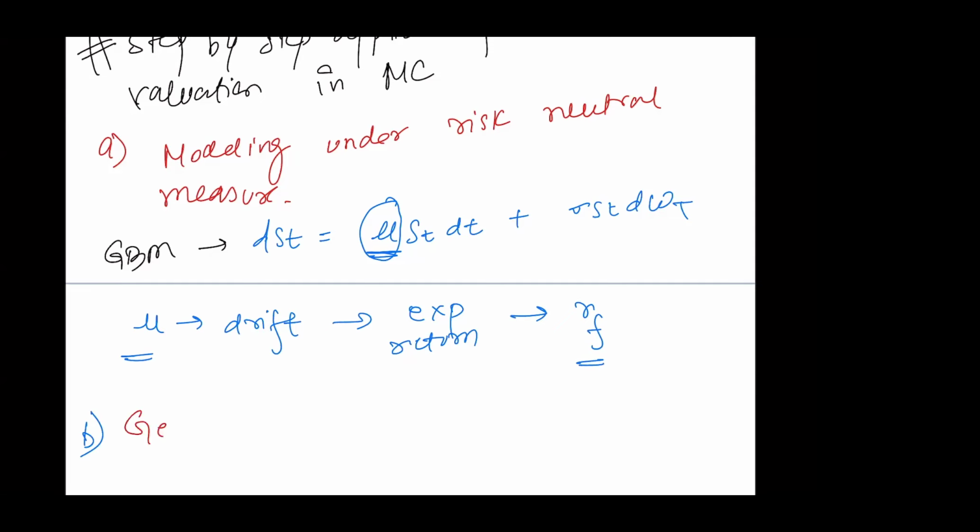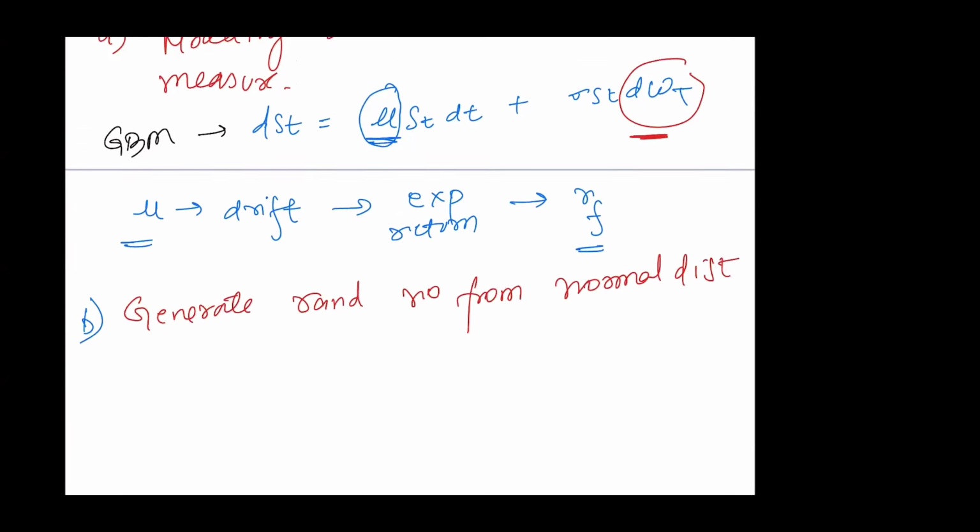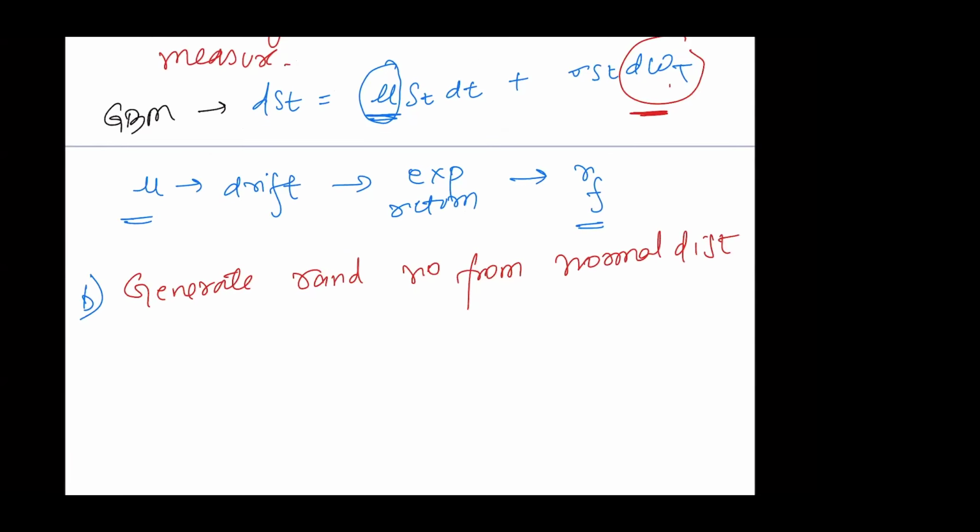You basically generate random numbers from a normal distribution, right? This is nothing but your dWt. You'll generate dWt using the normal distribution. And after you generate it, as all of us know, what's the next step? Anyone? Compute the value of the derivative, right?